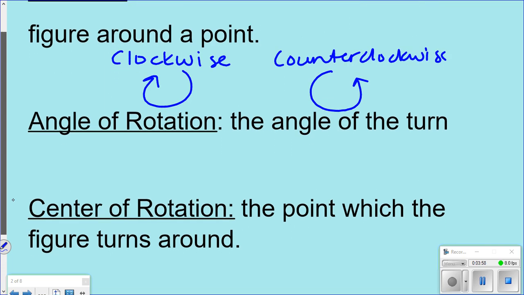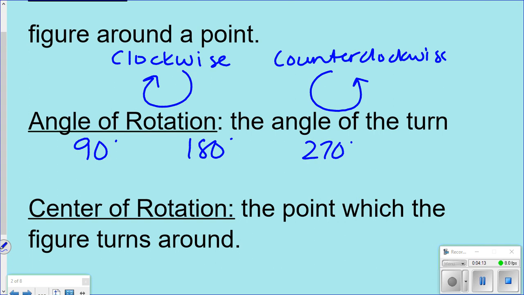Okay, angle of rotation, they're going to tell you different things. They might say rotate it 90 degrees. They might say rotate it 180 degrees. They might say rotate 270 degrees or 360. For the most part, we're going to be dealing with the first 3 today. Now, what does that look like? Well, a 90-degree angle is just turning about 1/4 of the way. 180 would be turning what? Just halfway. 270, 3/4 of the way, and 360 would be the whole circle.